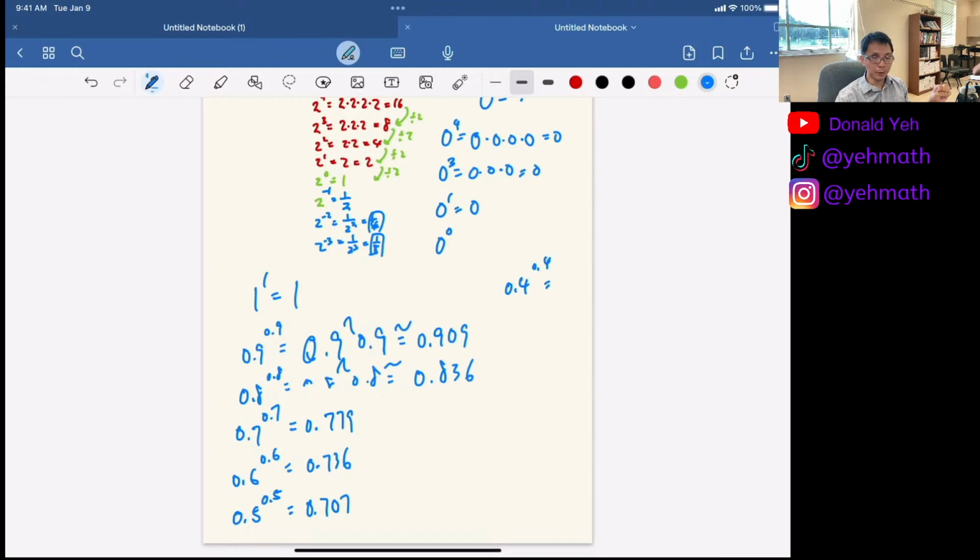And that's the 0.4 to the 0.4 power. 0.693. And you see that it's going down even less this time. 0.3 to the 0.3.